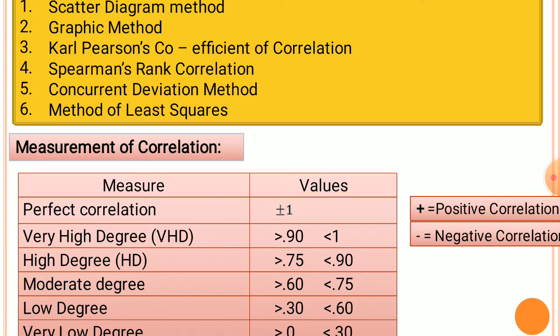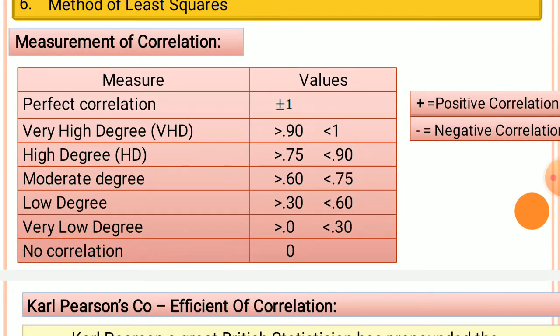Now, measurement of correlation. This is how we measure the correlation. If there exists an exact positive or negative value of 1, it is called perfect correlation. Perfect correlation is plus or minus 1.